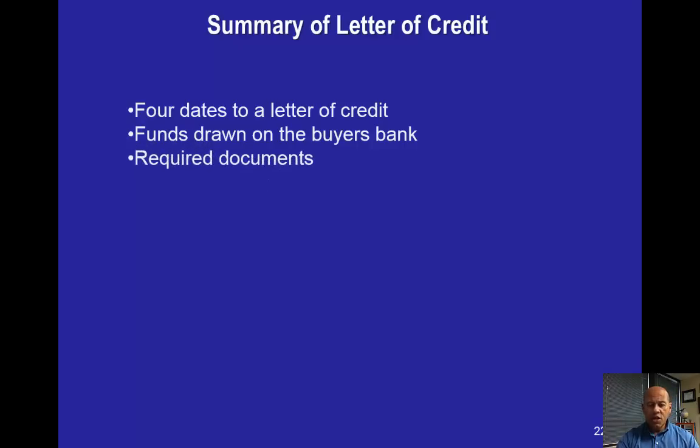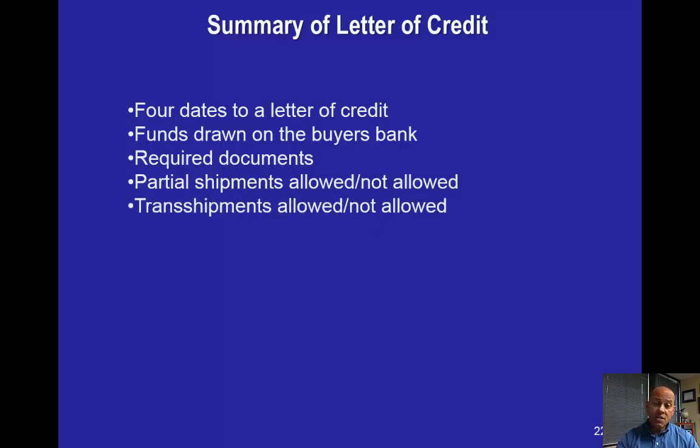Required documentation. You want to make sure, if you're the seller, that the documents required under the letter of credit are documents that you control, that you're aware of, and documents that you can produce, not documents that are produced by anyone else, such as the buyer. You also want to be conscious of whether partial shipments are allowed or not allowed. That can be an advantage to the seller, giving them more choices, allowing them to fulfill an order in multiple shipments. But you have to be aware whether that term and condition will be there.